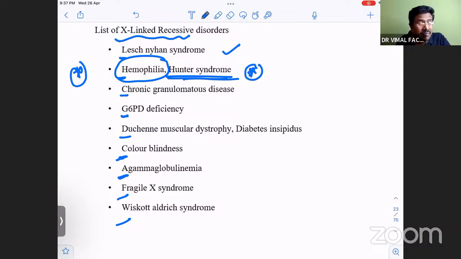Hunter also means you will remember this one will have a clear cornea. The rest of the other mucopolysaccharidoses will have a hazy or cloudy cornea. The cornea will look very cloudy. But Hunter has to hunt the animals, no? So remember like that: Hunter will have a clear cornea. Then chronic granulomatous disease, G6PD deficiency, color blindness, fragile X, Wiskott-Aldrich. So all these things are X-linked recessive.